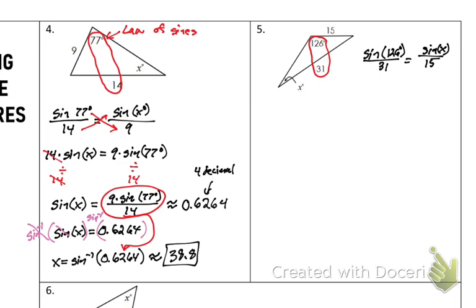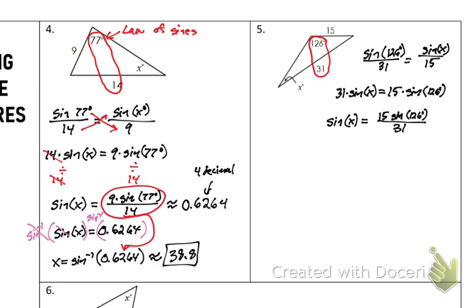Then we just do our cross multiplication, where I do that 31 times that sine of x, and I do that 15 times that. So we're going to turn this into 31 times sine of x equals 15 times sine of 126 degrees. We do have to move the 31 to the other side first before you do anything else. So we have to do division to get 31 to the other side. That's going to give me sine of x equals 15 sine of 126 degrees divided by 31.